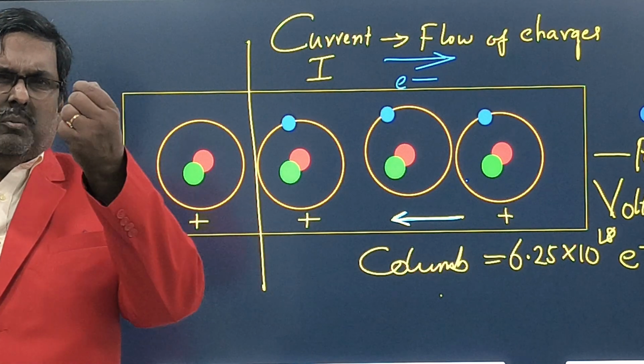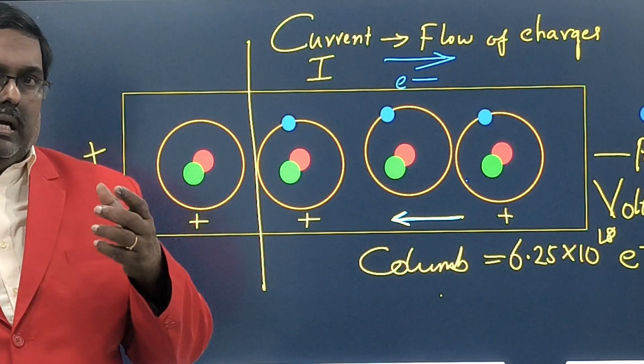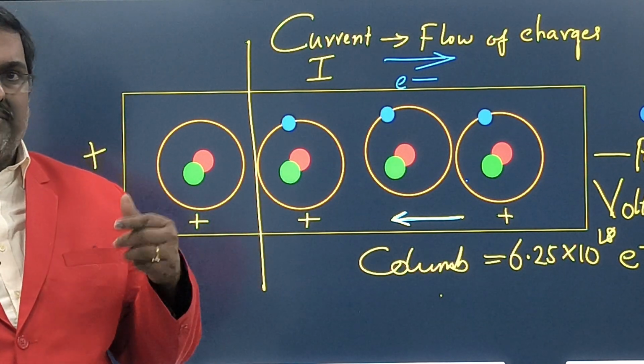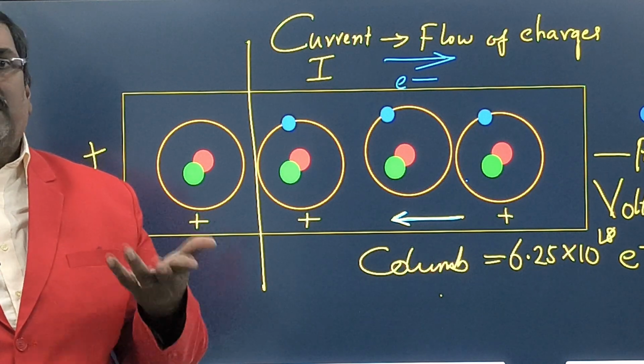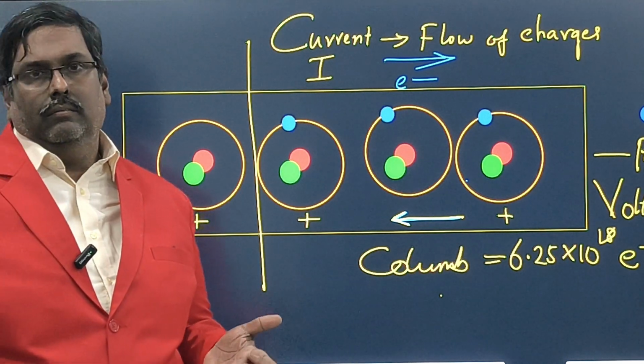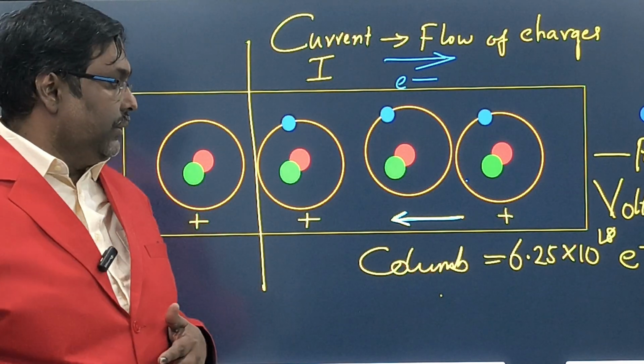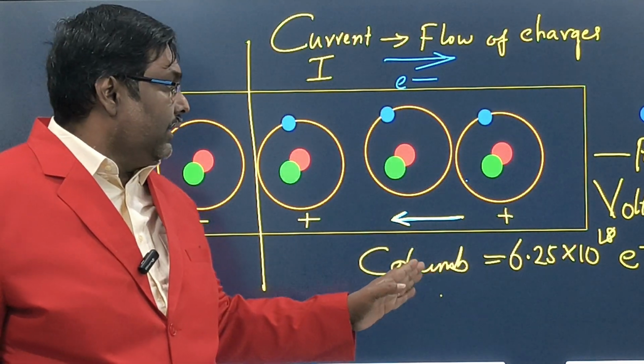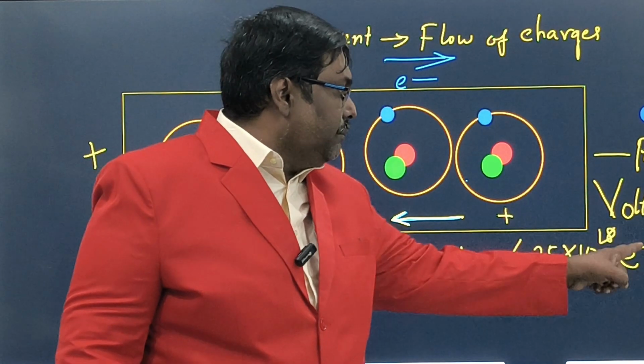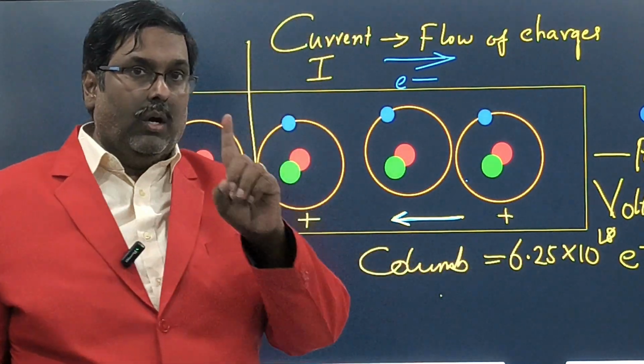So the electron is this tiny. If you put this many millions of numbers in a calculation, you will get an error, because your calculator will not handle an 18-digit number. So this big number is what they considered as 1 coulomb.